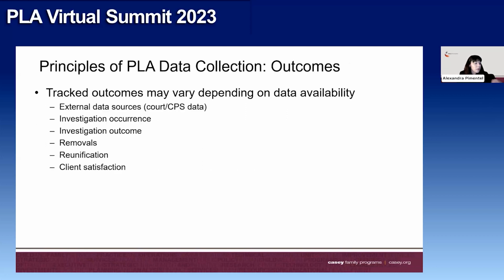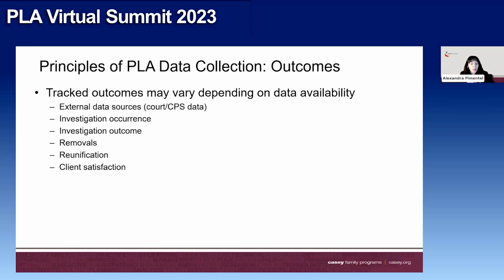And then last, but definitely not least, because this is the trickiest, are outcomes. So when we're thinking about outcomes, it would be awesome if, when you're running a program, you could have access to everyone's data. But in many cases that's not the reality of the situation.